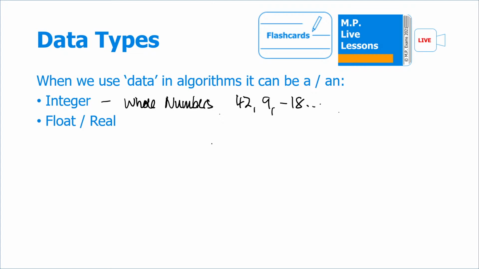Floats or real numbers are just not integers. They'll have decimals. So like 0.5, 2.3, and so on.